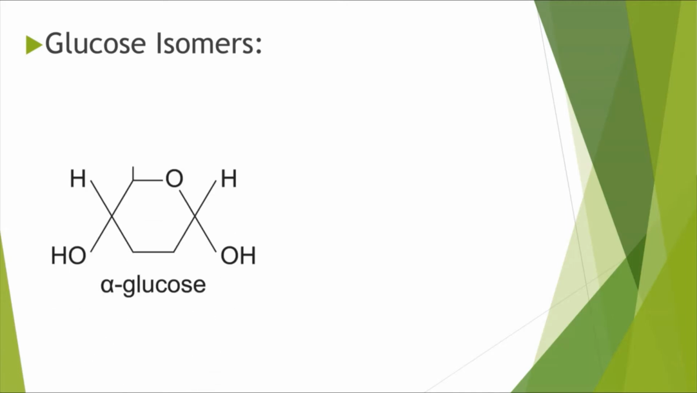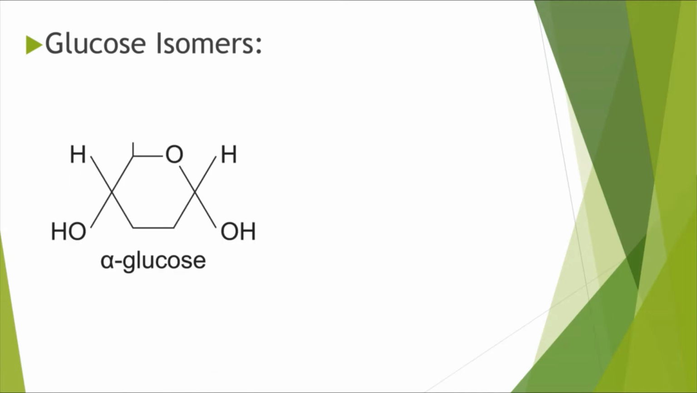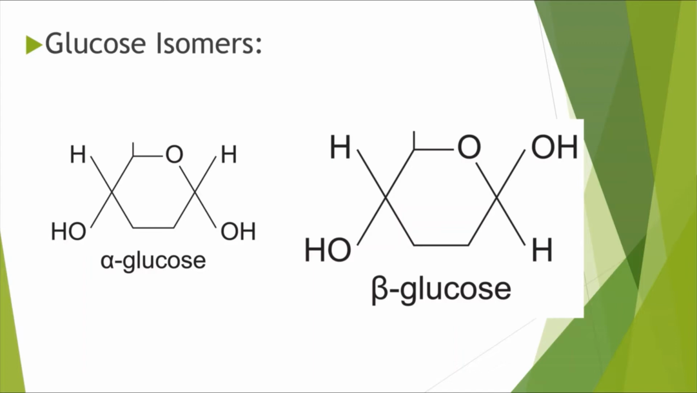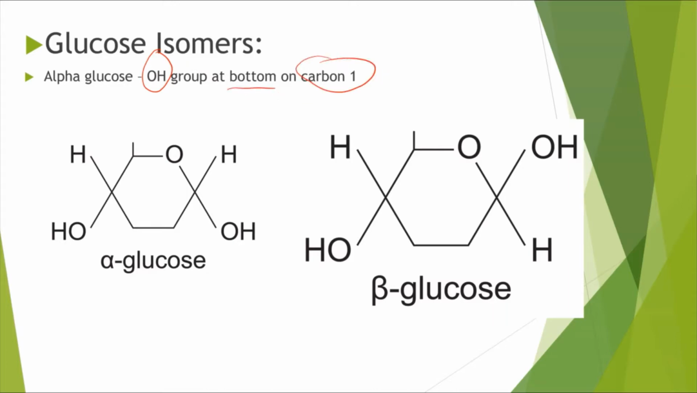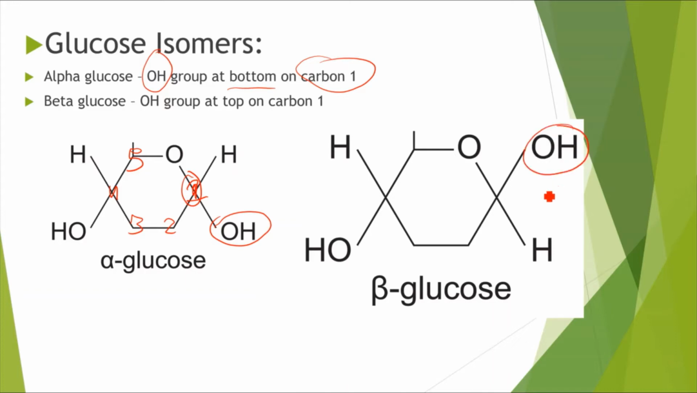Okay, so the glucose isomers. You're meant to know the two isomers of glucose, which are alpha glucose and beta glucose. Alpha glucose has the OH group at the bottom on carbon 1. So if I say this is carbon 1, these are all carbons. As glucose is a hexose sugar, it has 1, 2, 3, 4, 5, 6 carbons. So we're looking at carbon 1, which has the OH group attached to it, and it's at the bottom. Whereas in beta glucose, the OH group is at the top.